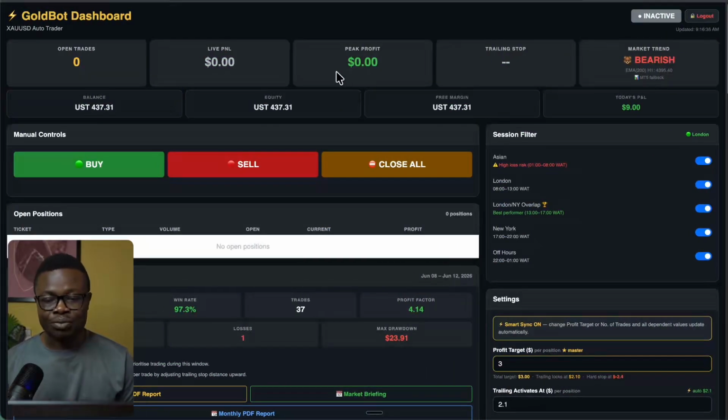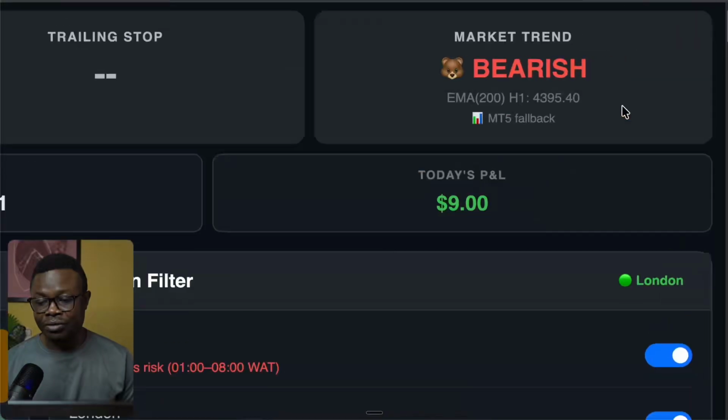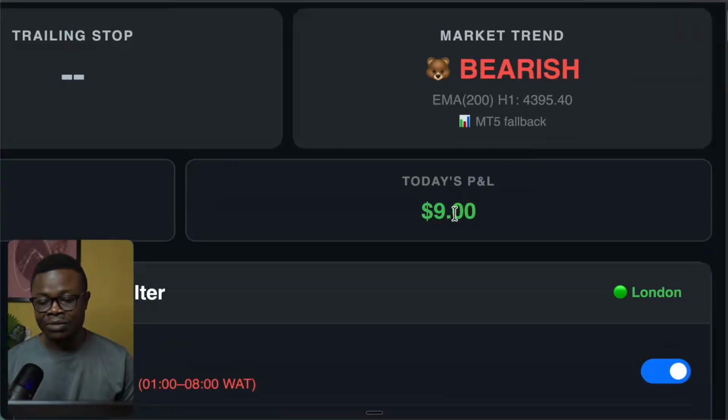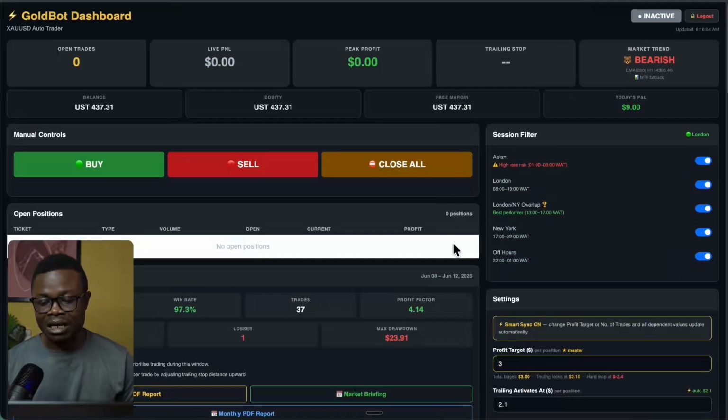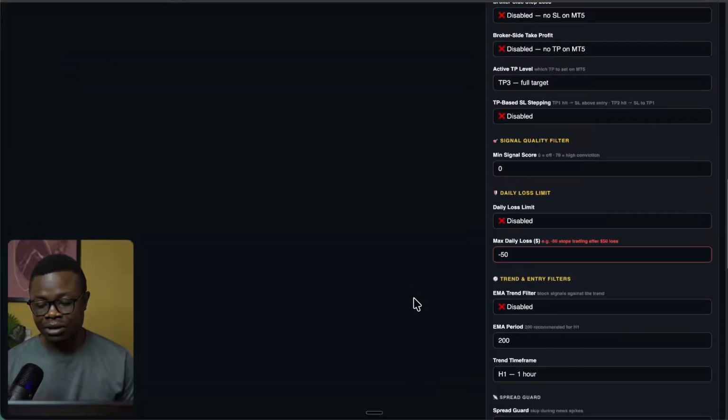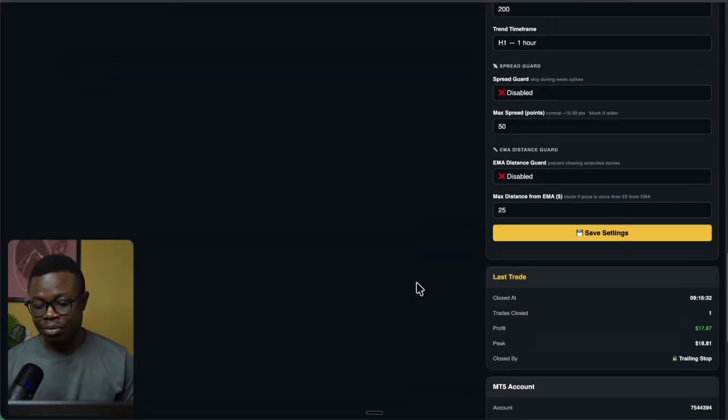So once there is a little pullback as the market is moving, as long as trailing stop has been activated, it automatically closes that trade for you. And very soon, just give it a few minutes and you'll see today's PNL will be updated. Then if I scroll down right here, we'll see what the bot closed that trade at.